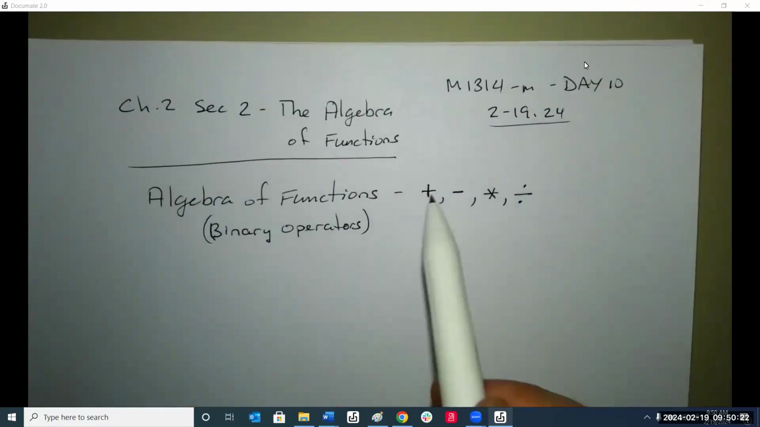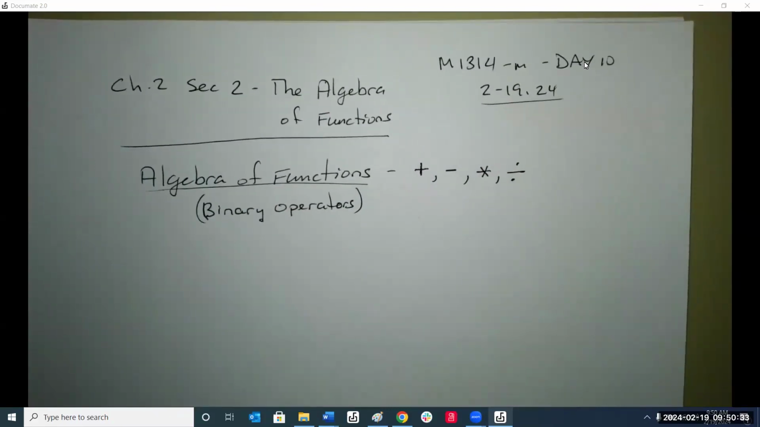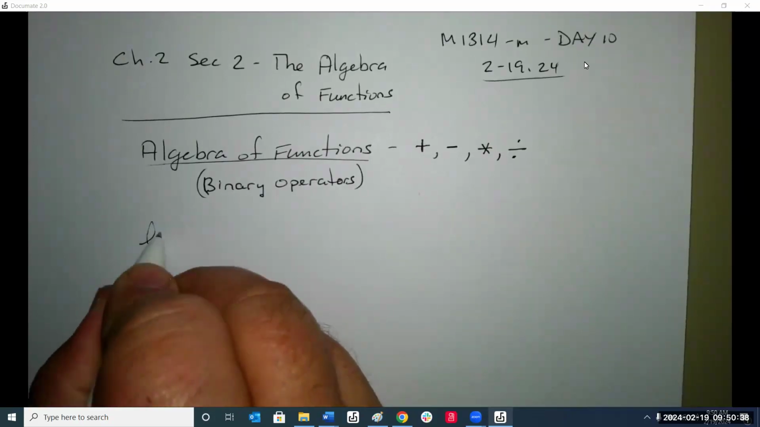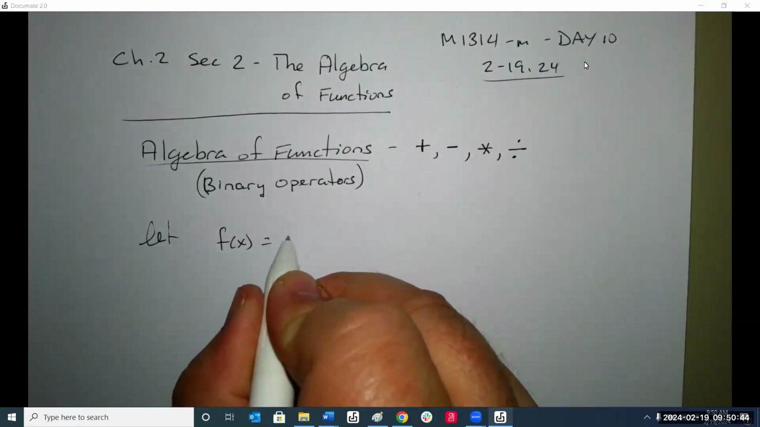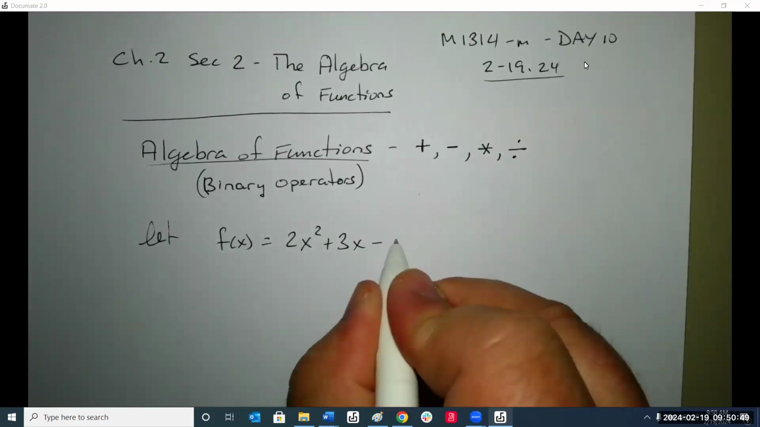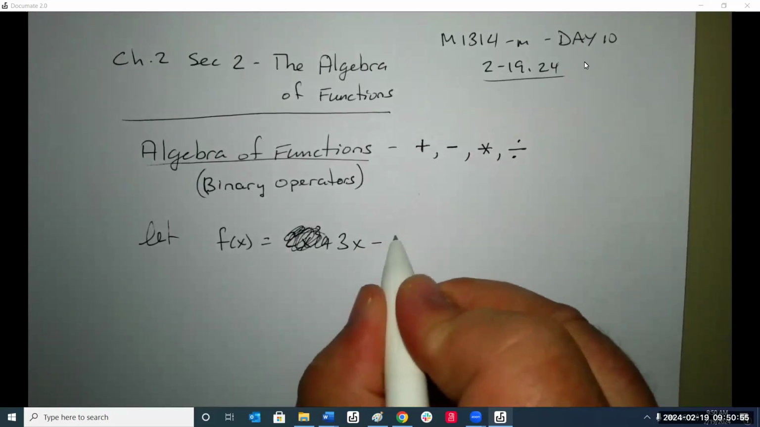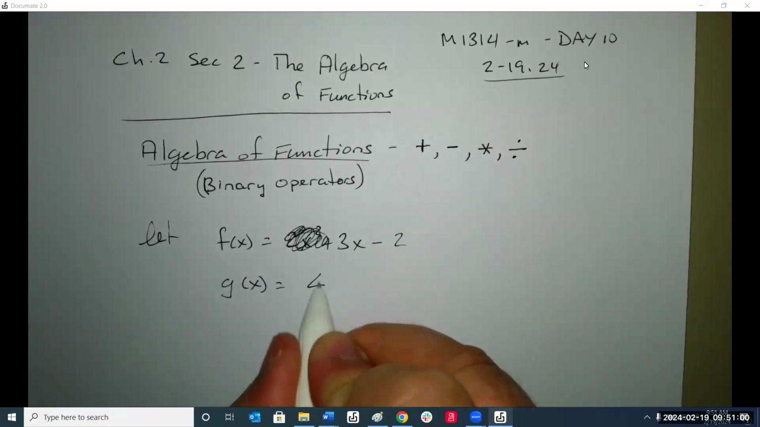The reason they're binary is because you have to have a number in front and behind it to mean anything. All right, so that's what we're looking at here. The algebra of functions is we're going to take two functions and add them, subtract them, multiply, and divide them. So let f of x equal 3x minus 2, let's start off small, and g of x, let's make it 4x.